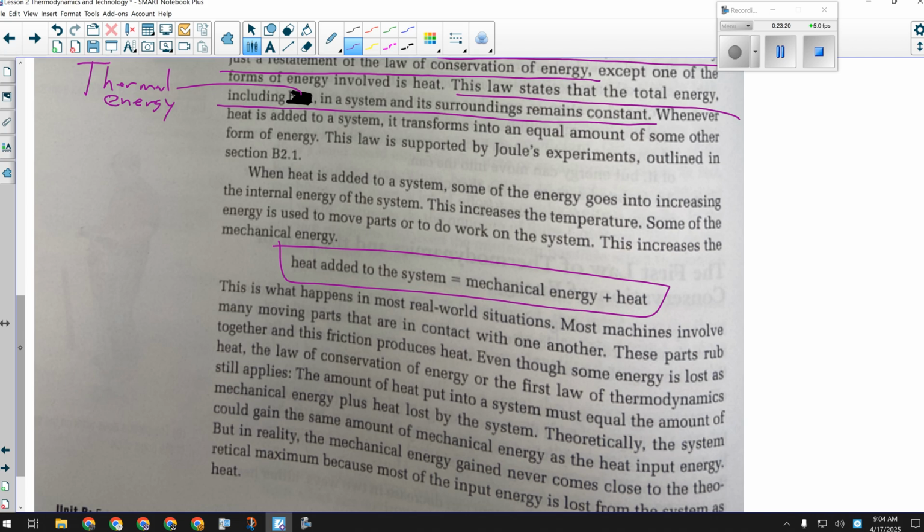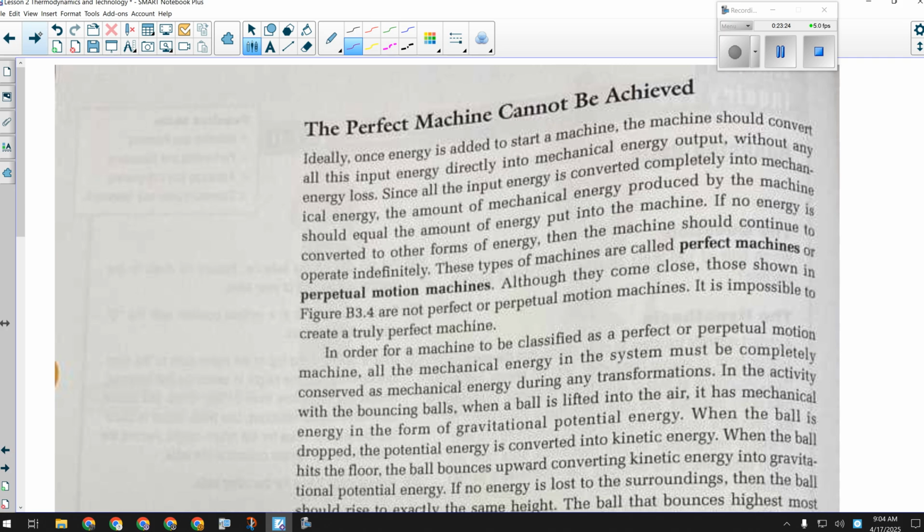Okay. How many people have heard of one of these things before? A perpetual motion machine. A perpetual motion machine is basically an isolated system. It's a machine that once put in motion should run forever. But you can't build one. It's impossible. Why?